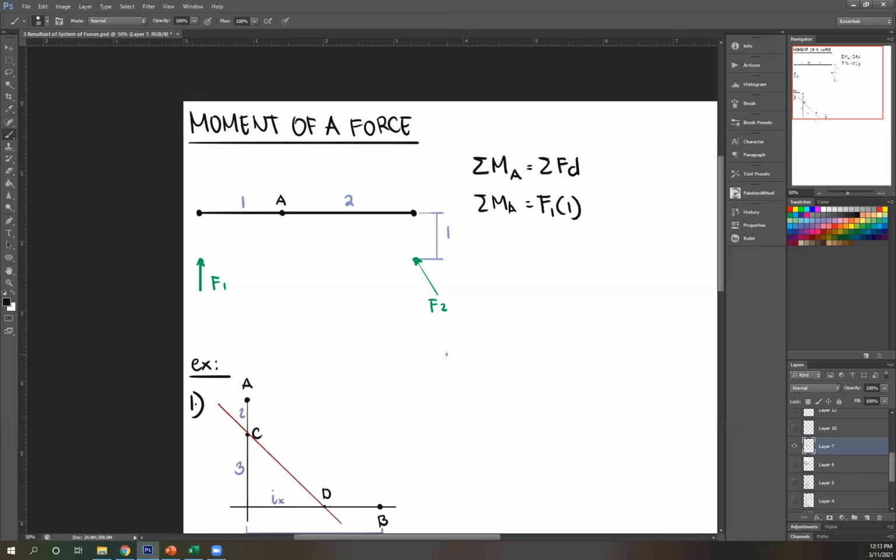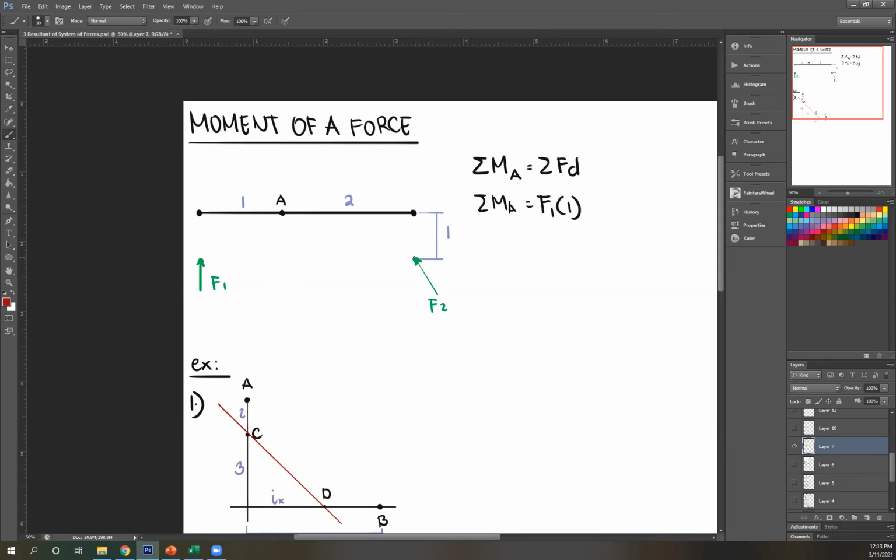Next, F2. For F2, again, try to extend its line of action. As you can see, imagine this is the perpendicular distance from A, and I don't want to solve for that. So instead, what you're going to do is get, once again, the components. To get a component, usually we do it this way, right?